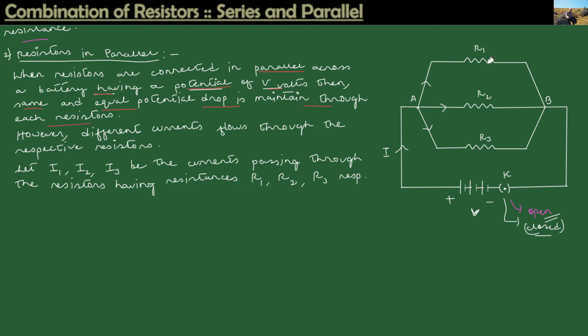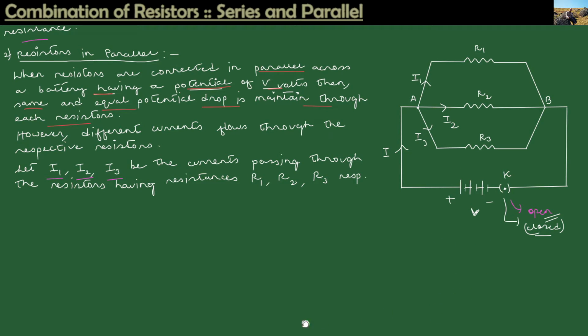So all these currents will move across the individual resistors. Over here, we make an assumption: let I1, I2 and I3 be the currents passing through the resistors having resistance R1, R2 and R3 respectively. Let I1 be the current across the first resistor, I2 the current across the second resistor, and I3 the current across the third resistor.